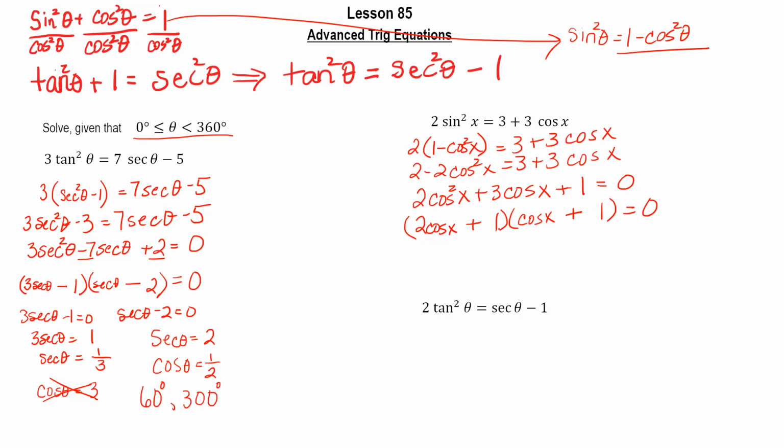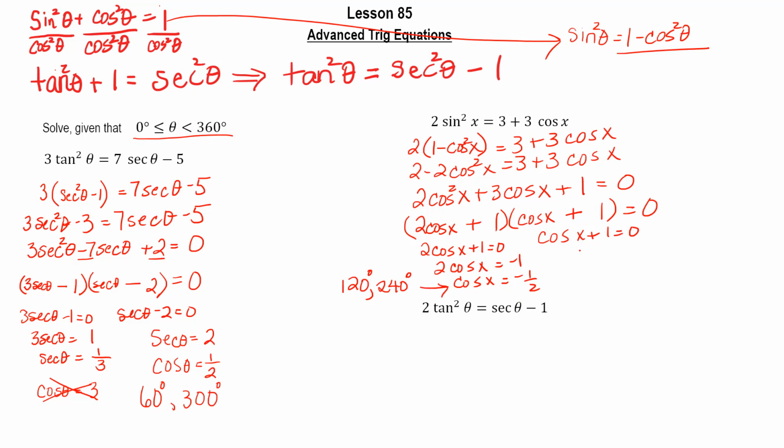So again, you've got a product that equals 0. That means each factor has to be 0. So 2 cosine x plus 1 is 0. Cosine x plus 1 is 0. This means that 2 cosine x equals negative 1, and therefore cosine x would be negative 1/2, and that happens at 120 degrees and 240 degrees. So that goes with that one.